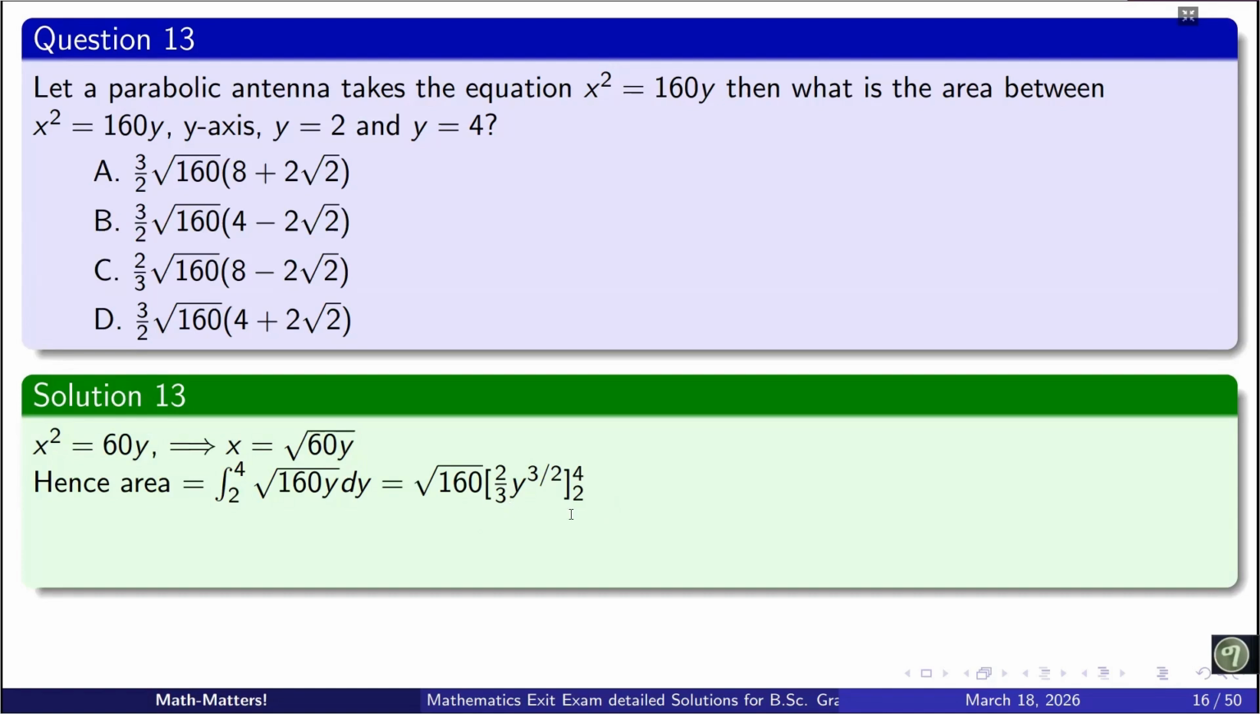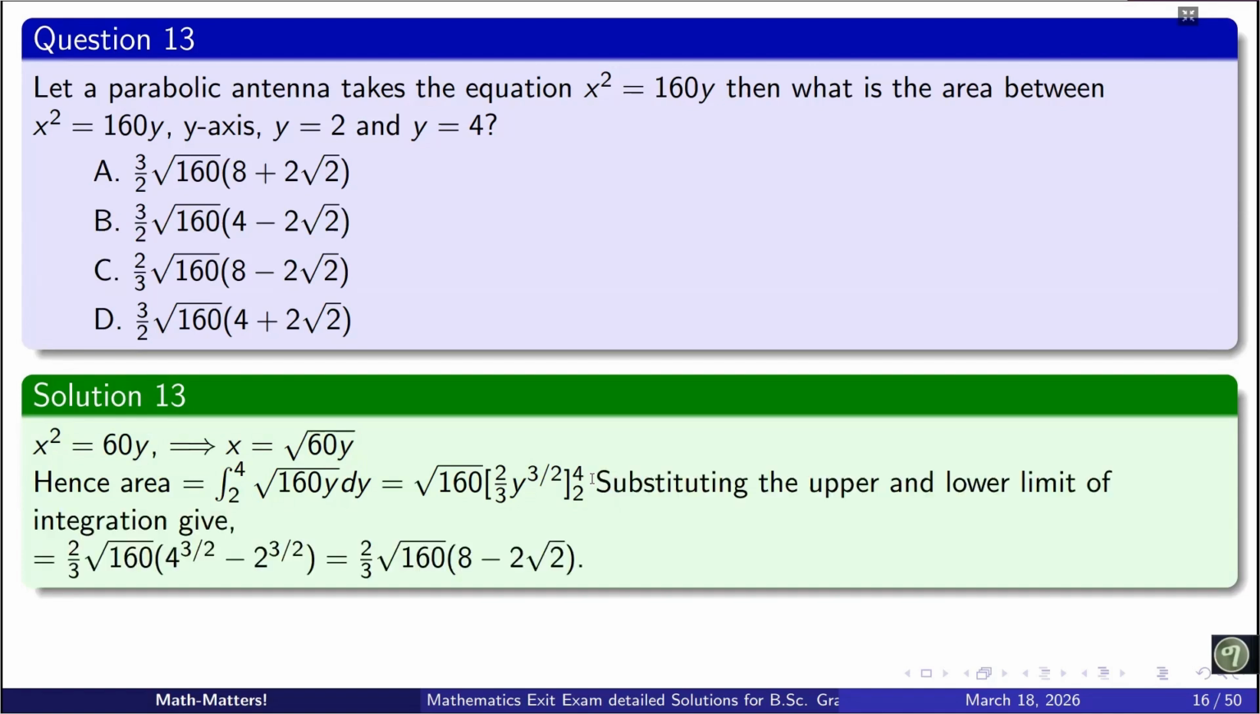Whenever the limit of integration is from 2 to 4, then substituting the upper and lower limits of integration gives the area to be 2 over 3 times the square root of 16 into 4 to the power of 3 over 2 minus 2 to the power of 3 over 2. 4 to the power of 3 over 2 means 8, and 2 to the power of 3 over 2 means 2 radical 2. Therefore, the area could be 2 over 3 times the square root of 16 into 8 minus 2 radical 2, which is identical with this one, that's simply C. So therefore, the answer could be C.